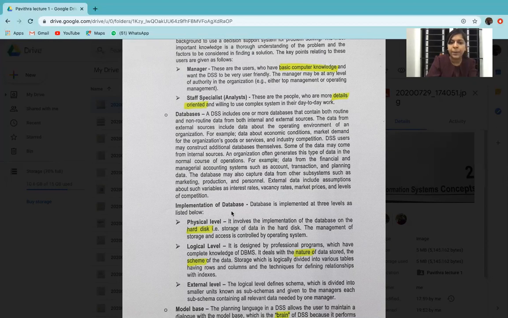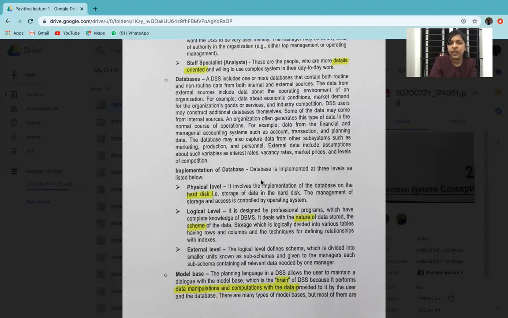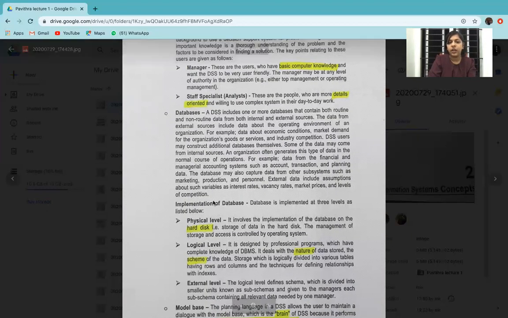So how do we implement such databases? At the physical level, we have the hard disk. It could be stored in the hard disk. At the logical level, that is in the form of schema. We have all seen it in the IPCC level, so not going much into it. And then the external level. So what is the second component? It is a database. Implementation of the database is done at the physical level, logical level, and the external level.